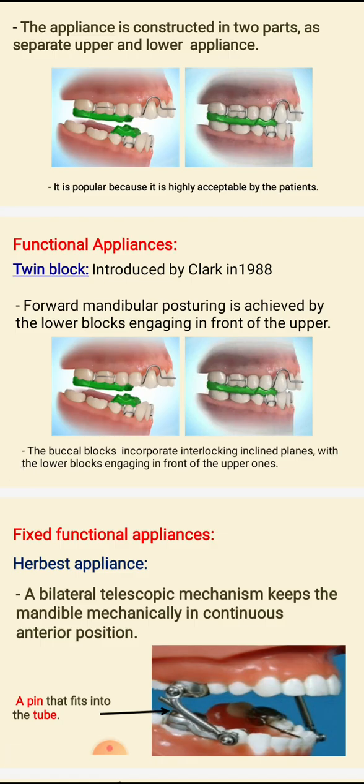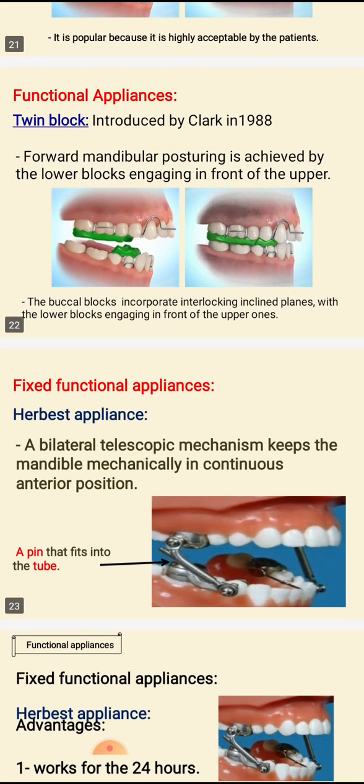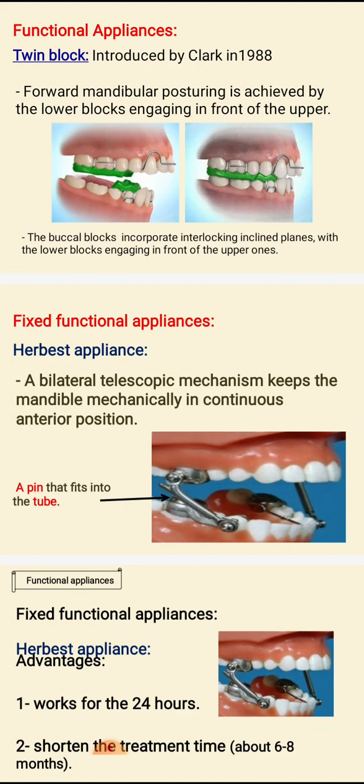So the activator, the bionator, and the twin block are all removable tooth-borne functional appliances. Now we will talk about tooth-borne fixed functional appliances. The common example is the Herbst appliance. Herbst appliance is described as a bilateral telescopic mechanism.